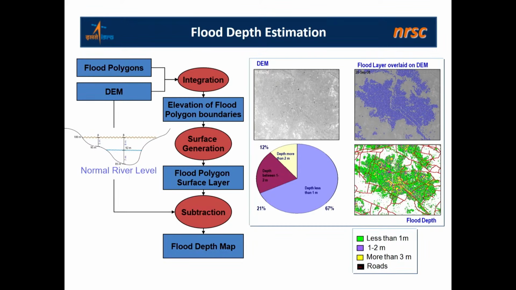Flood depth is also an important parameter which can be derived conventionally. How it is derived is by using flood polygons. You integrate them with a digital elevation model, and you get the elevation of flood polygon boundaries. Then we generate a surface of this flood polygon, and we subtract both, and we get a flood depth map.